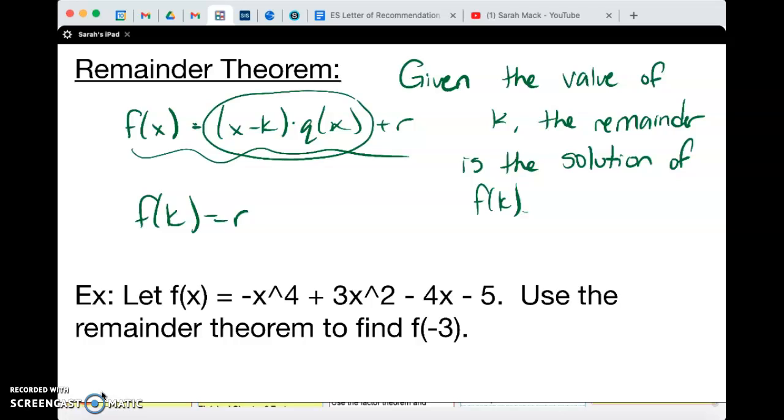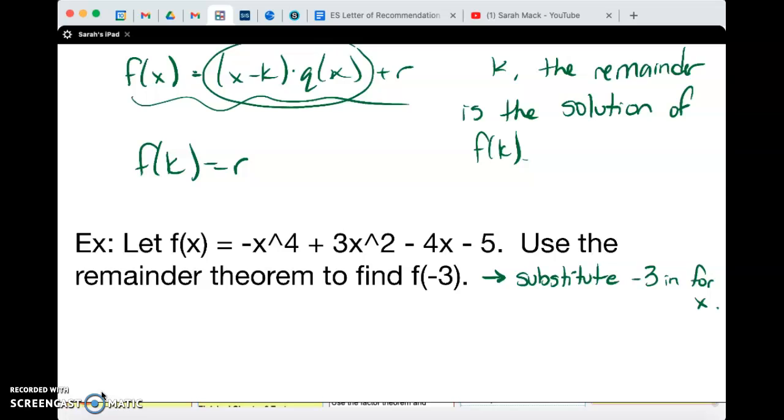Okay. So it says use remainder theorem to find f of negative 3. So typically, if you're given f of negative 3, you would just substitute negative 3 in for x. Directly substitute it, figure out what negative 3 to the fourth power is, negative 3 to the second power, and substitute, simplify, combine like terms. Remainder theorem basically says I could put that negative 3 into this little box and figure it all out. Remainder is my solution.